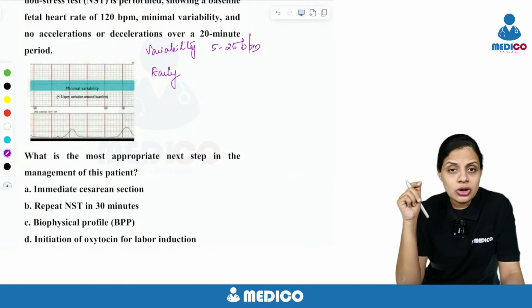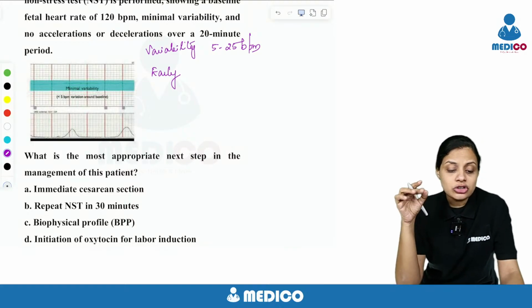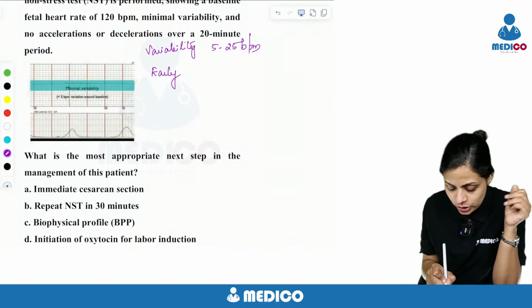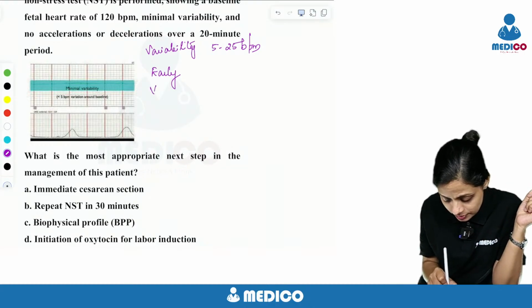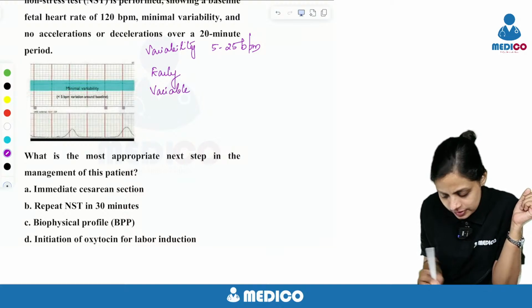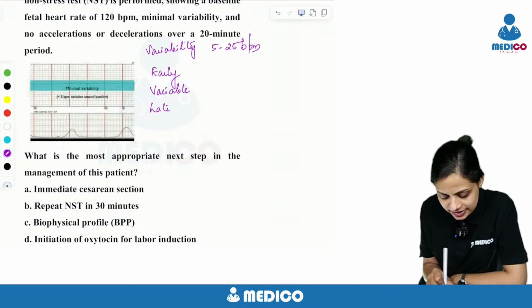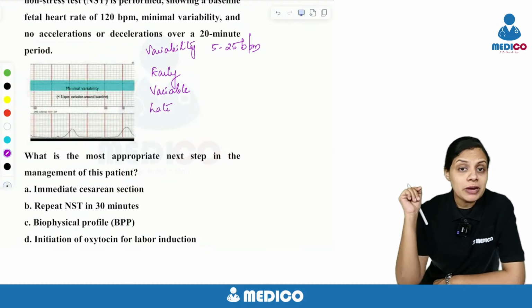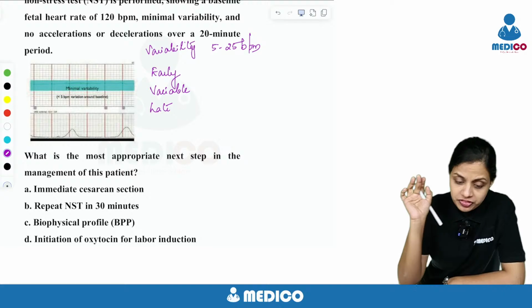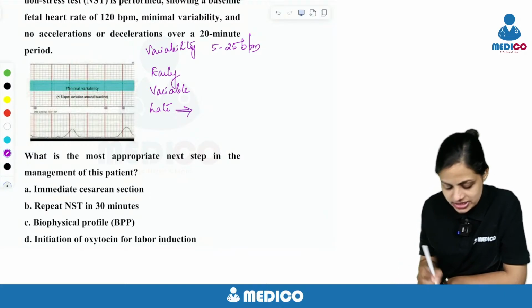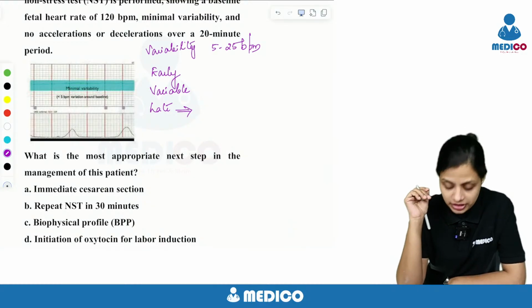Early deceleration occurs as a result of head compression. Then you have variable deceleration, which occurs due to umbilical cord compression, and late decelerations, which are probably due to placental insufficiency. Of these three, the most important one is the late deceleration that occurs after the peak of the contractions.